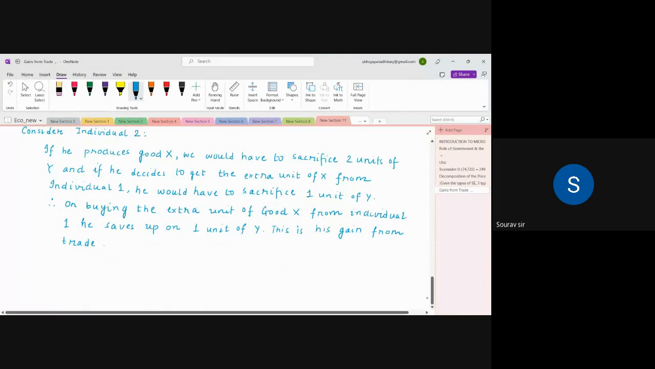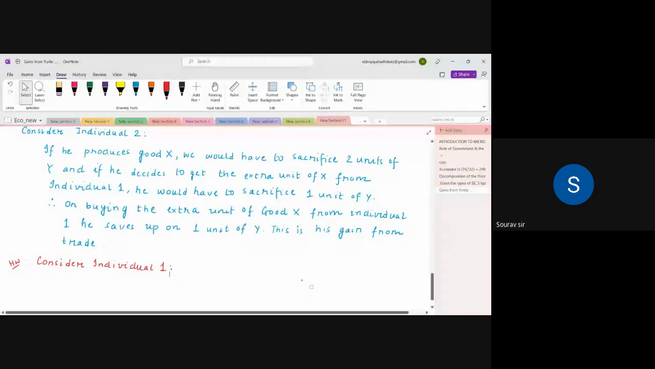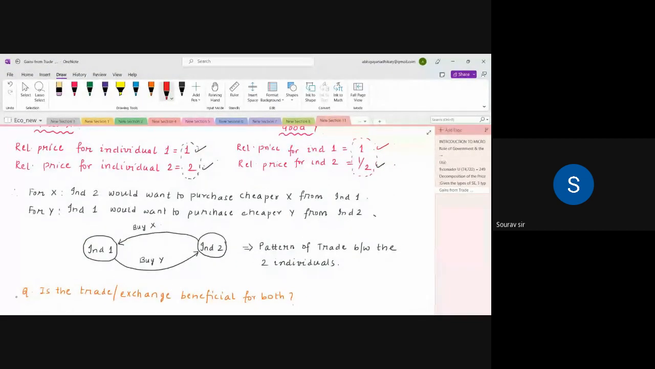And similarly, let me just leave it to you as homework. Maybe we need not write this so much in detail. Can all of you give it a try to write this for individual 1 yourself if you have understood the logic? Just give this a try. Hopefully, you will be able to just frame the setup. All right. So this is the pattern of trade that both the individuals will engage in, and this will prove to be beneficial for both the individuals.